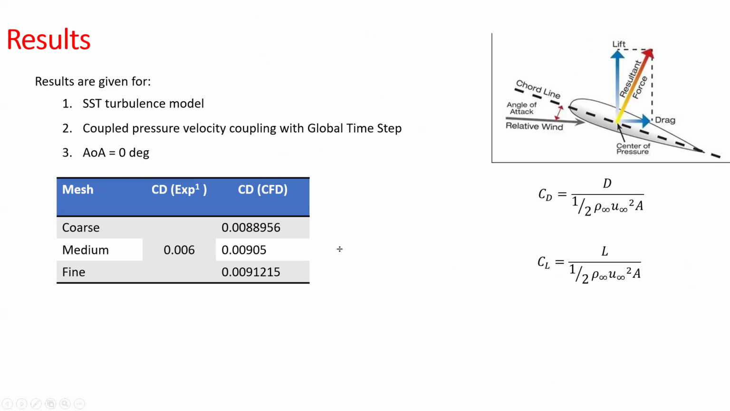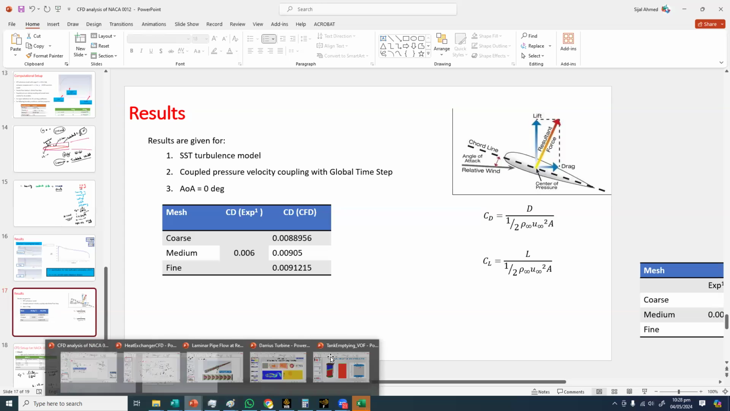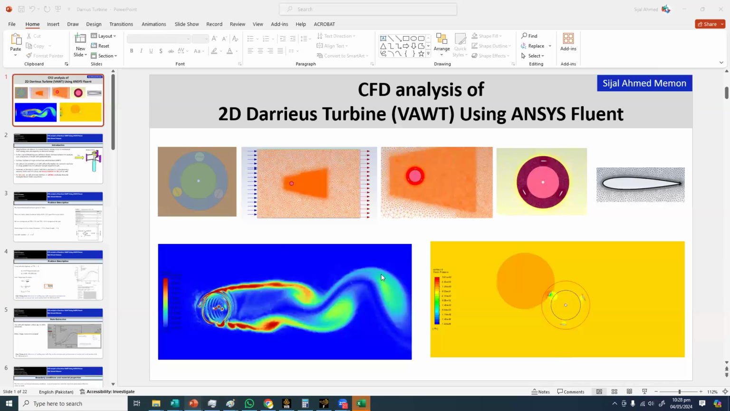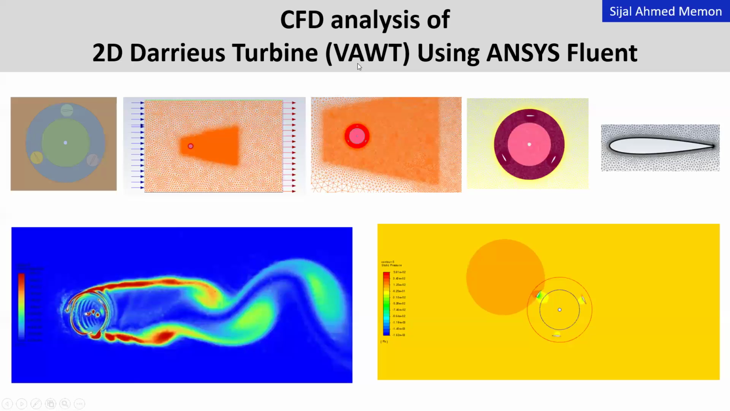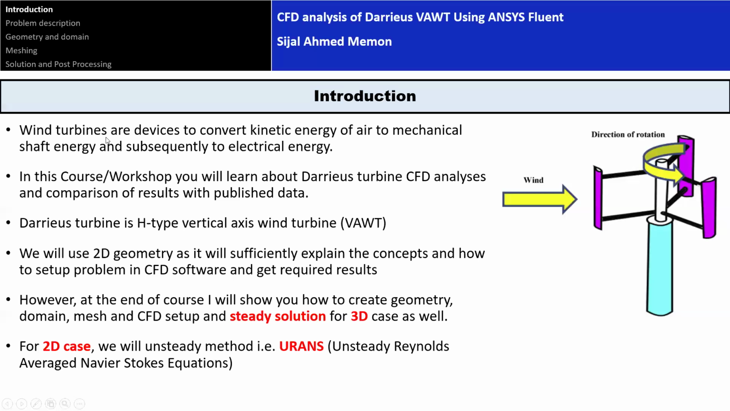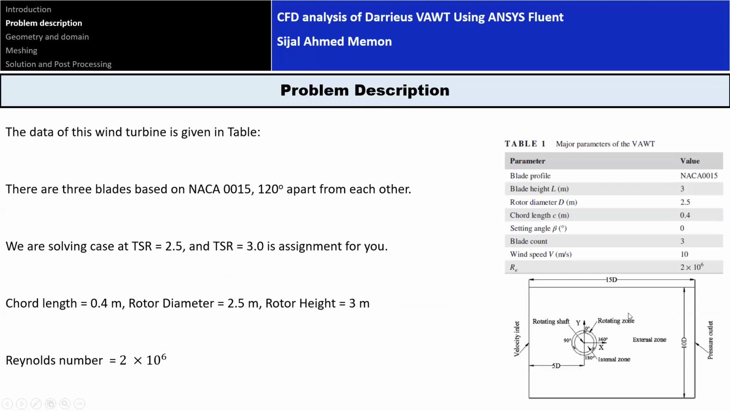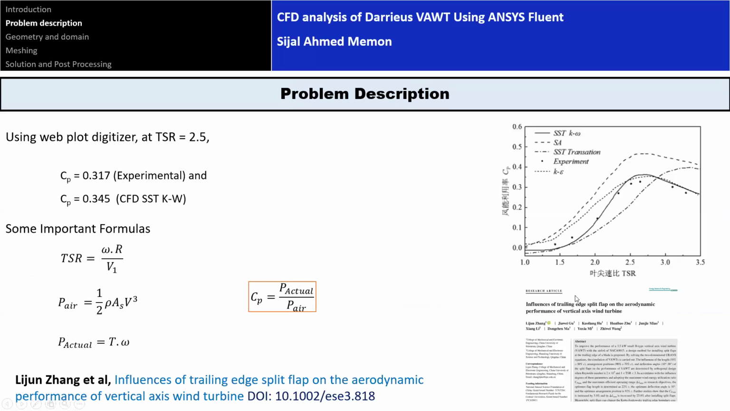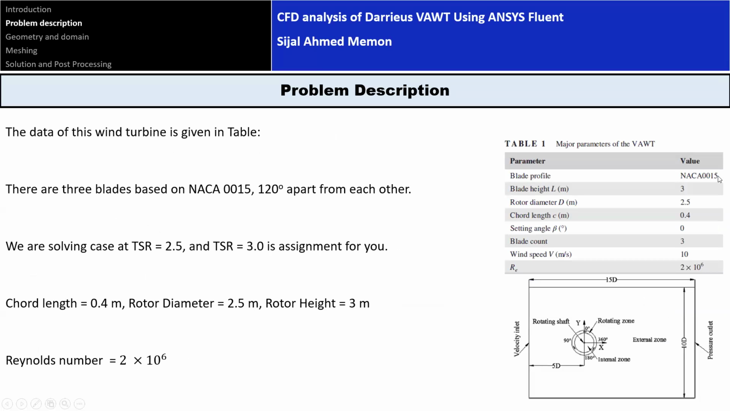The third workshop is about the Darrieus turbine. The Darrieus turbine is a type of vertical axis wind turbine. In this workshop, we go through the theory first, and then we discuss the reference which I'm using here. The reference is given here, and I took all the values from there. The profile was NACA 0015.